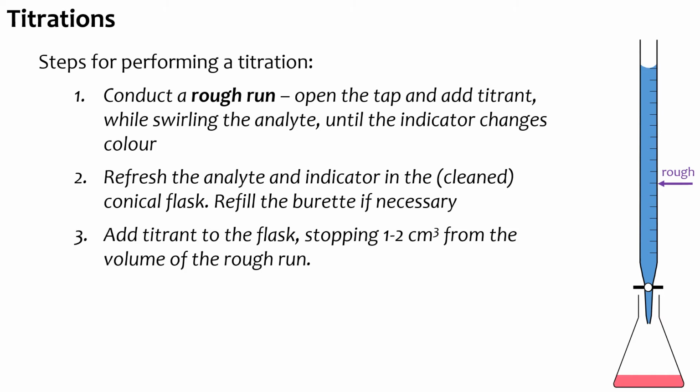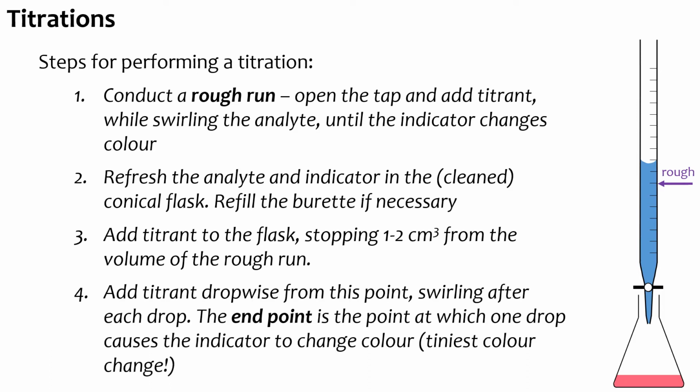So number 3, add titrant to the flask, stopping 1 to 2 centimetres cubed from the volume of the rough run. So you literally open the tap and just let solution run out to maybe 1.5 centimetres cubed from your rough run value. Then you give the conical flask a good swirl, make sure that it is completely mixed, and then we add titrant dropwise from this point, swirling after each drop.